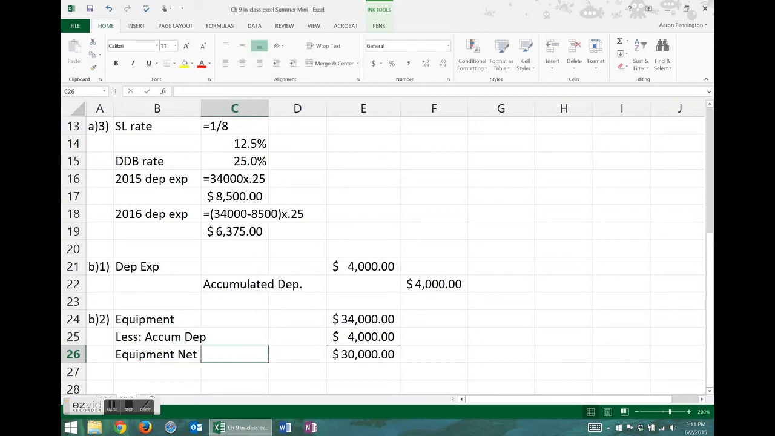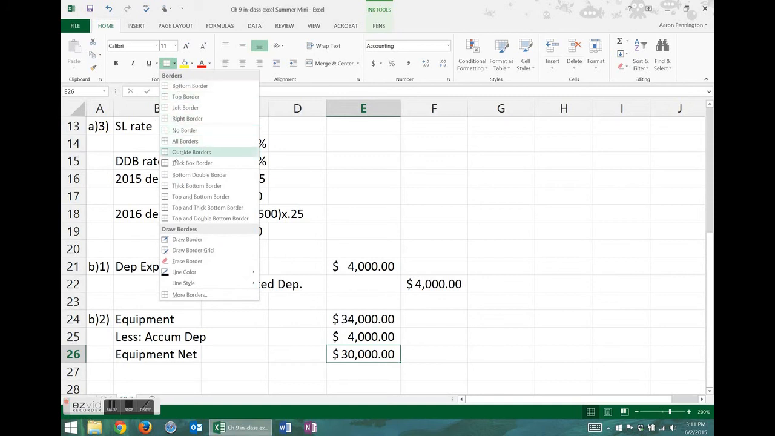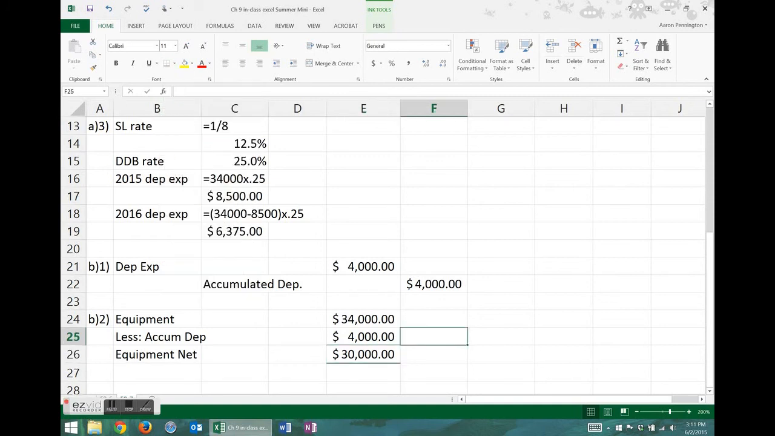Alright, and you show it net. Alright, so that's how that would look on the balance sheet. Of course we know that the depreciation expense would show up on the income statement.